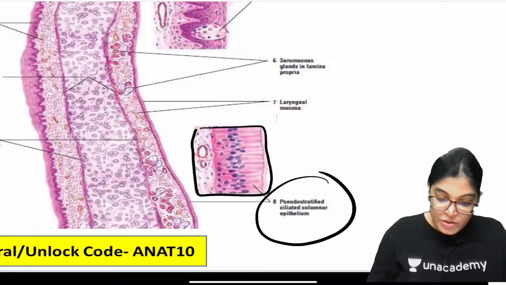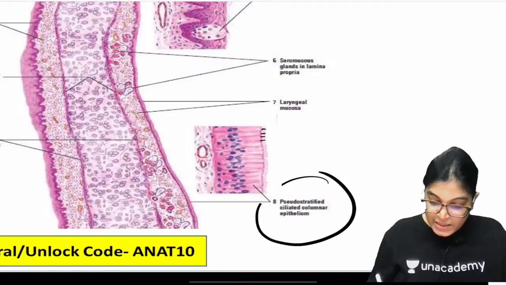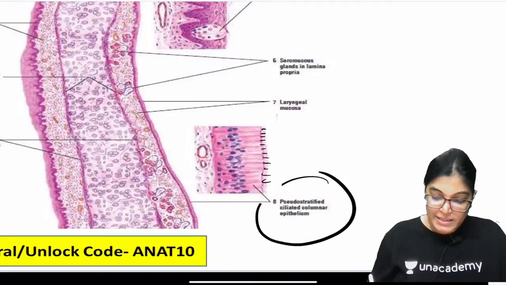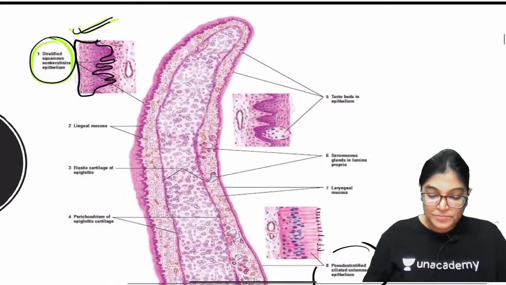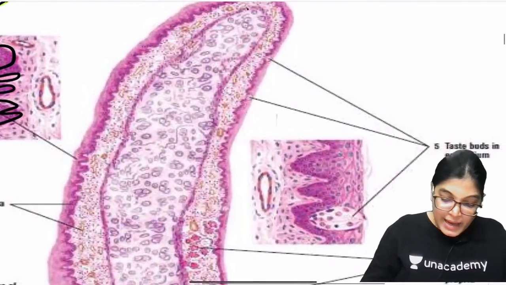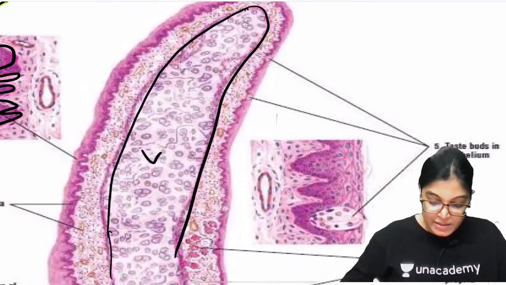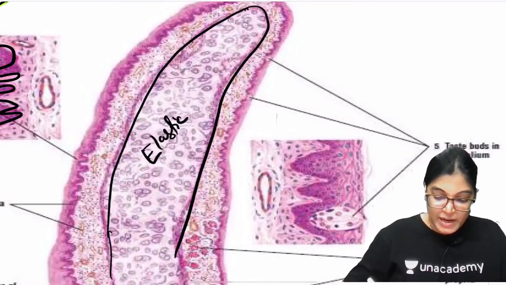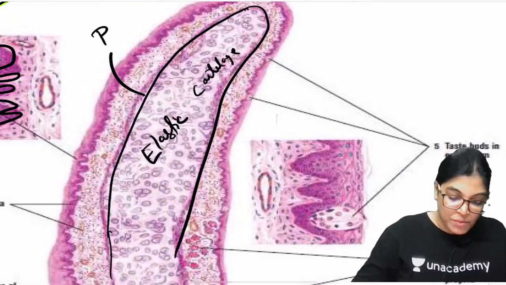Here you can see it is pseudostratified ciliated columnar. These are the cilia, so it is pseudostratified ciliated columnar epithelium. Also, in the case of the larynx, if I highlight it more, can you see in the middle, this is a plate of cartilage lying there. Which variety of cartilage is this? This is elastic cartilage. Actually, this P is for perichondrium.